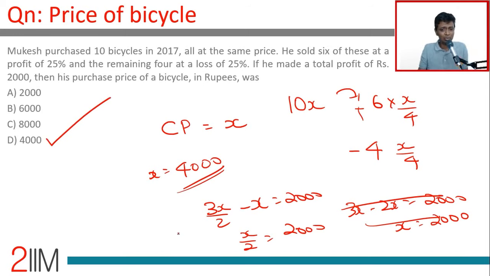Very simple. Assume cost price to be x. On 6 he makes a profit of x by 4. On 4 he makes a loss of x by 4. Effectively, profit of x by 4 on 2 vehicles remains, which effectively is x by 2. X by 2 is 2000, x is 4000.